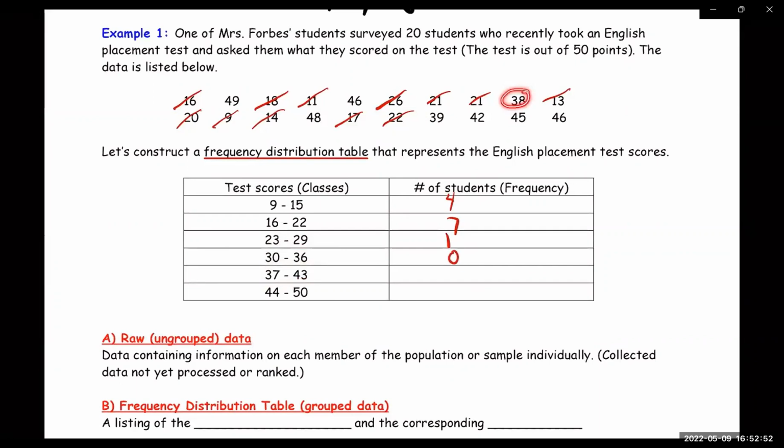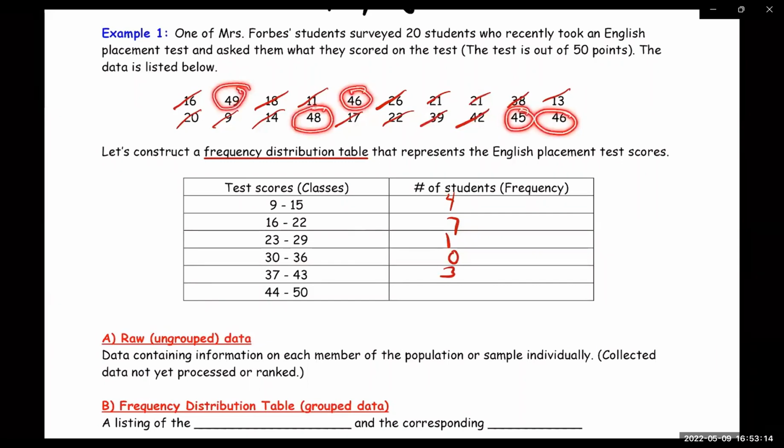1, looks like 2, 3. 3. That's it, right? 3. Mhm. All right, 3. So 1, 2, 3. And then the last one, 44 to 50. 2, 3, okay. 4, 5.